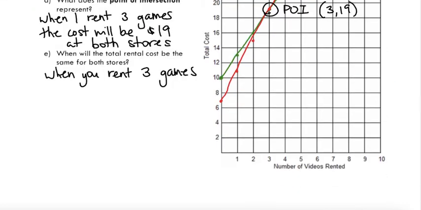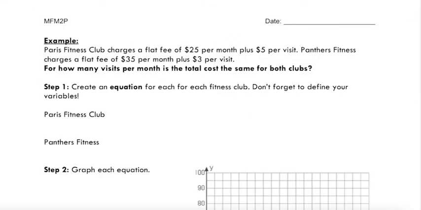Let's do one more example. So here we have, again, 2 situations. Paris Fitness Club charges a flat fee of $25 per month plus $5 per visit. Panthers Fitness charges a flat fee of $35 per month plus $3 per visit. For how many visits per month is the total cost the same for both clubs?